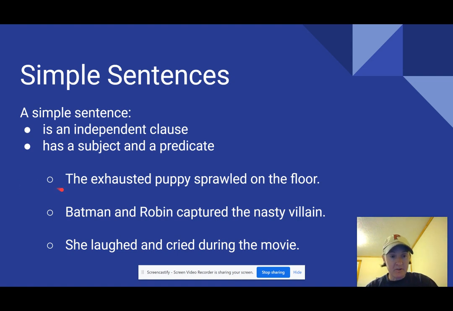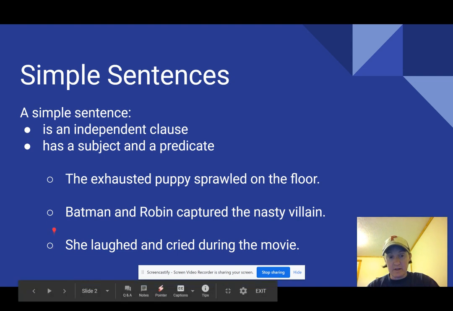All right, so we have our first sentence. The exhausted puppy sprawled out on the floor. All right, so if you're doing that at home, hopefully you'd be able to identify that the subject is puppy, what the puppy did, or the predicate is sprawled. Okay, and it's just one complete independent clause, subject, predicate, complete thought. Okay, so that one I think is pretty straightforward.